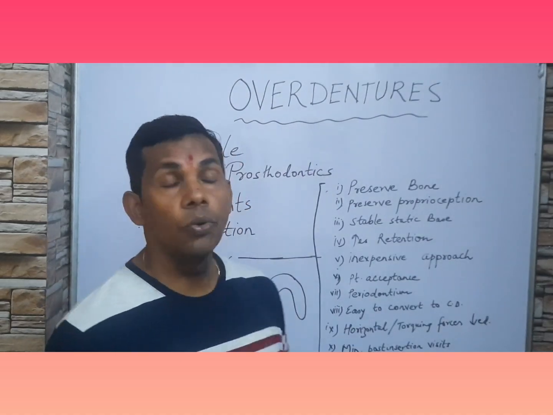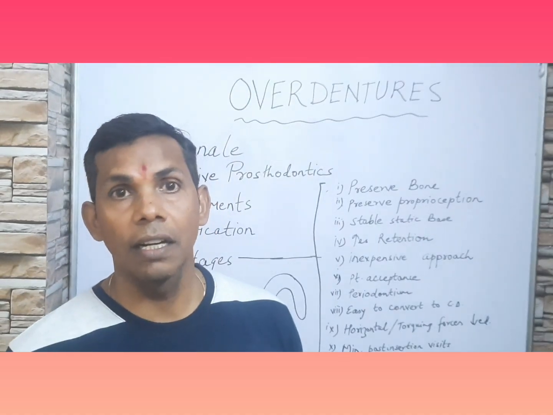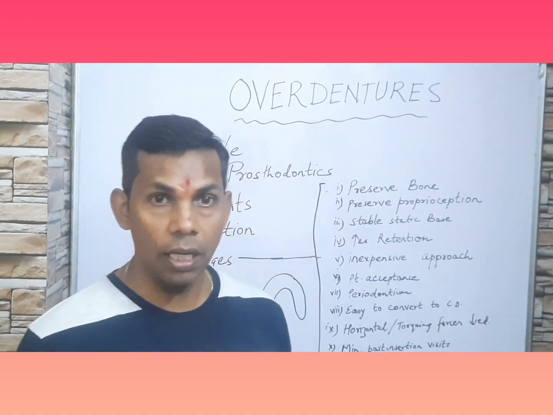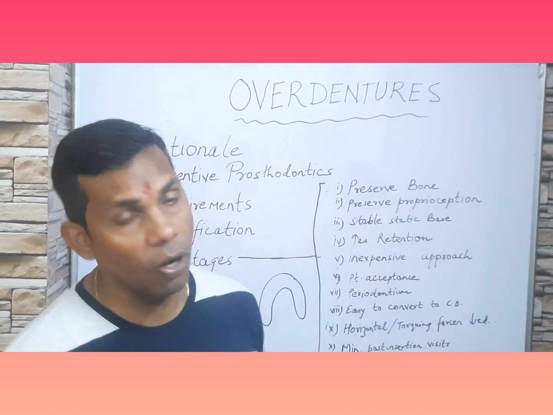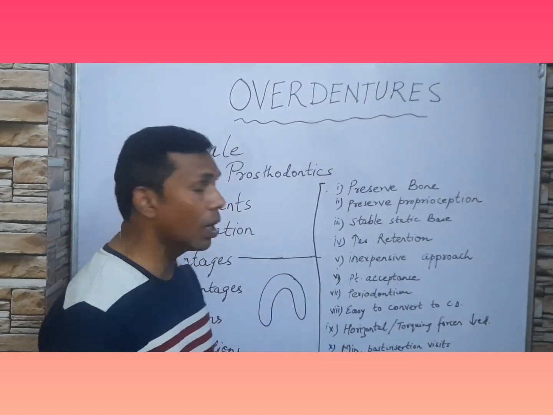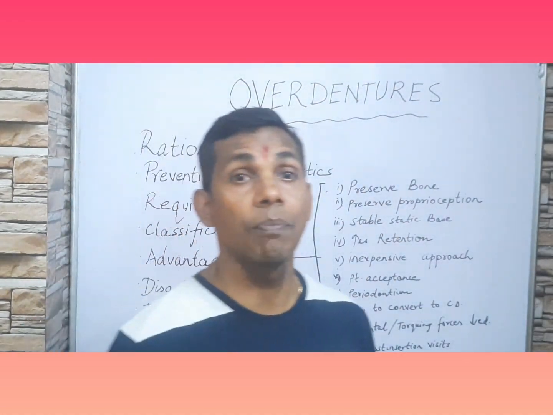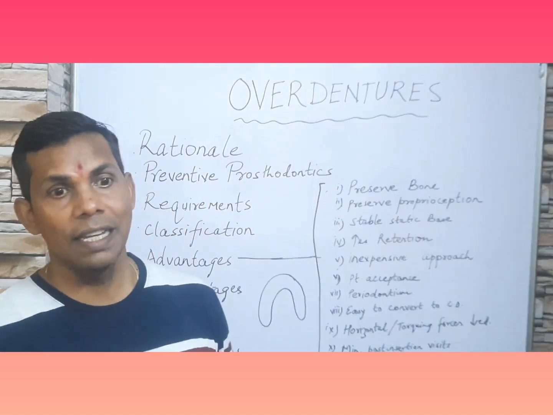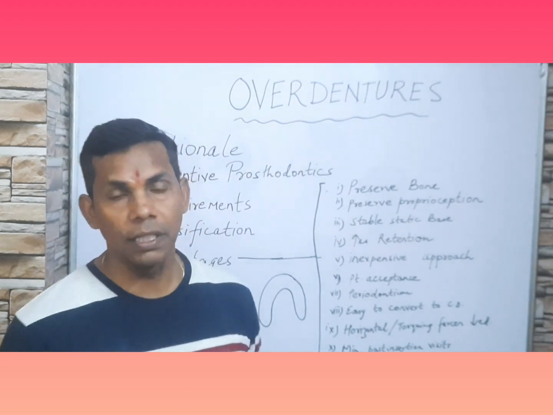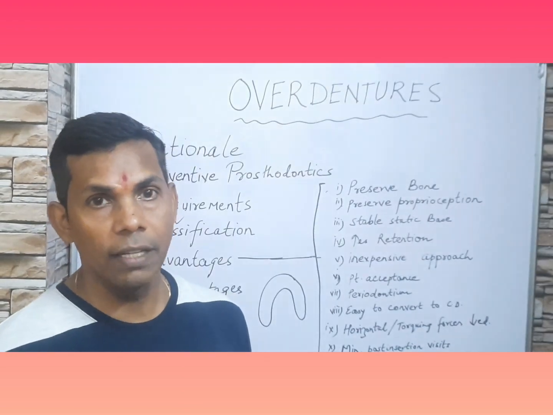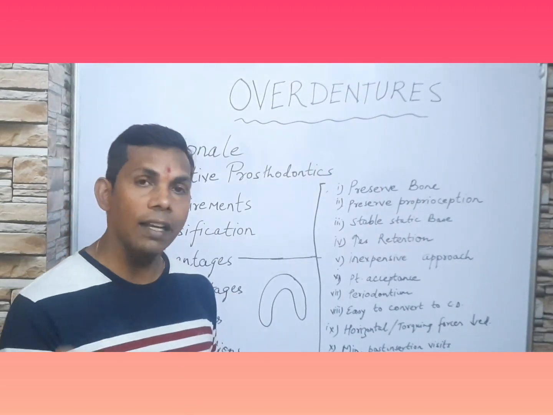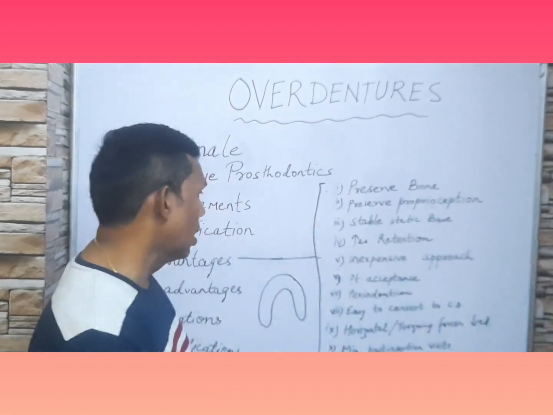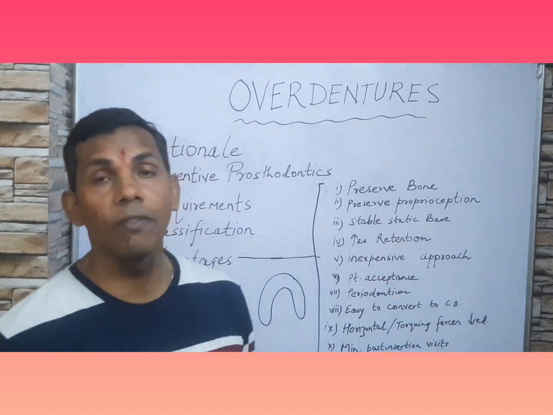Next, the patient can maintain good health of the periodontium. The patient can have a reduced amount of periodontal problems. Easy to convert to a complete denture. Say for example, if the root or the tooth cannot be restored further, even with overdentures, it can easily be extracted and the overdenture can be easily converted to a complete denture.